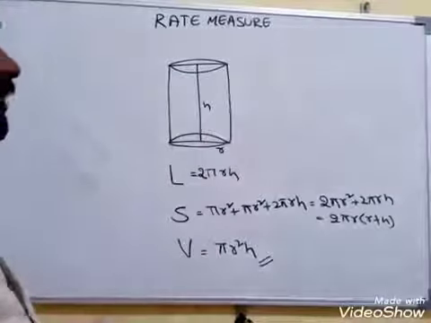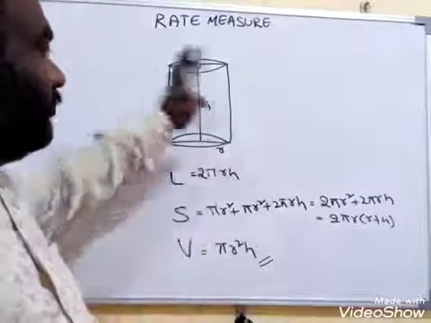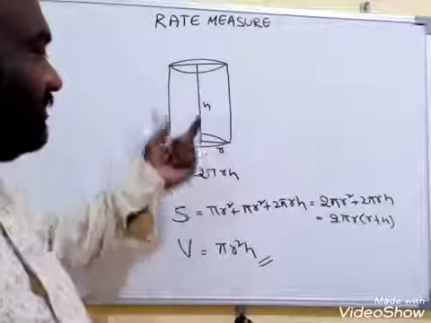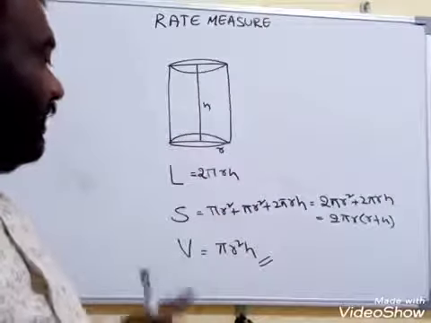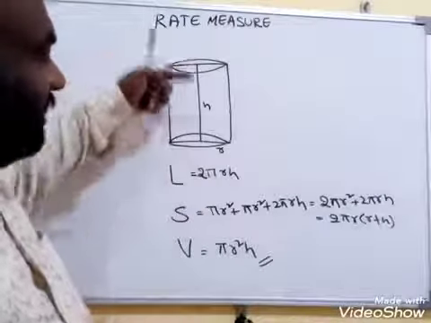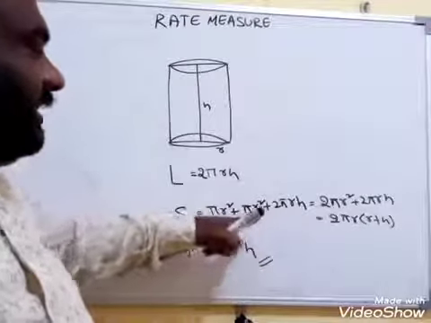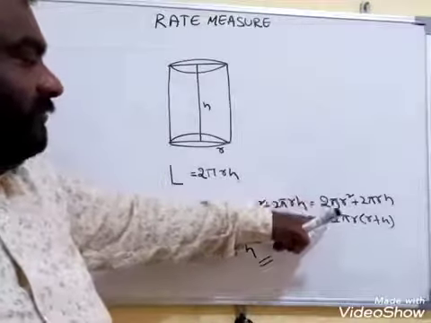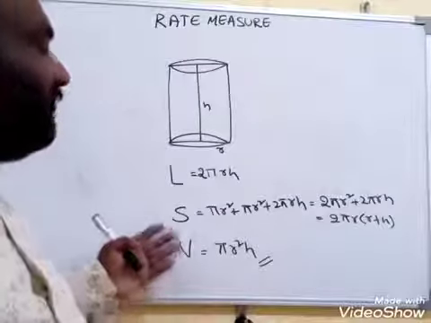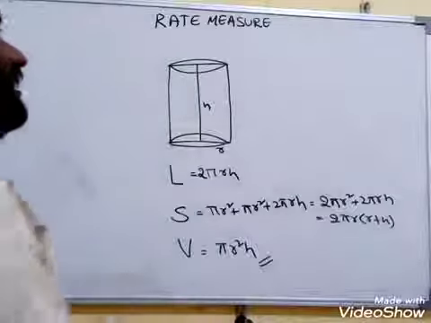Once again, this is the height of the cylinder and this is the base radius. The lateral surface area increases with the perimeter of the circle, that is 2 pi r h. S is the total surface area, that means lateral surface area plus the area of this circle and this circle, pi r square plus pi r square is 2 pi r square, plus 2 pi r h. Taking 2 pi r common, it is 2 pi r, r plus h. And V is the volume, which is pi r square h.